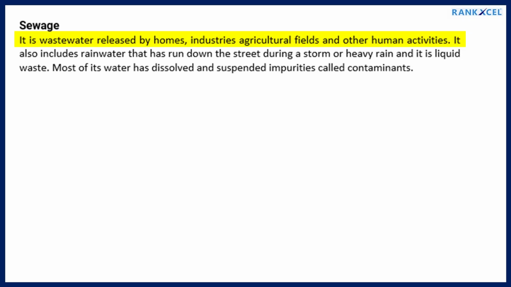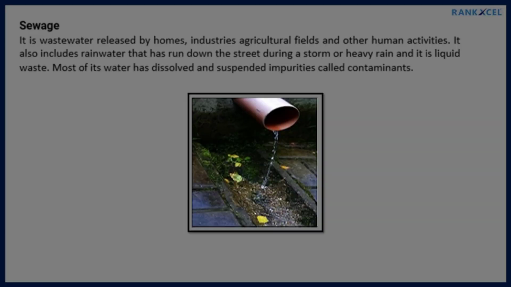Sewage. It is wastewater released by homes, industries, agricultural fields, and other human activities. It also includes rainwater that has run down the street during a storm or heavy rain, and it is liquid waste. Most of its water has dissolved and suspended impurities called contaminants.